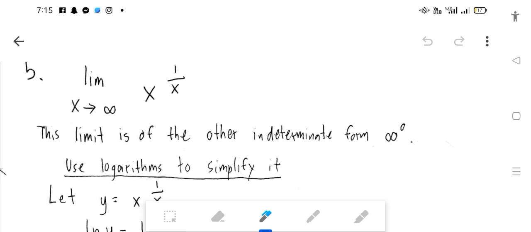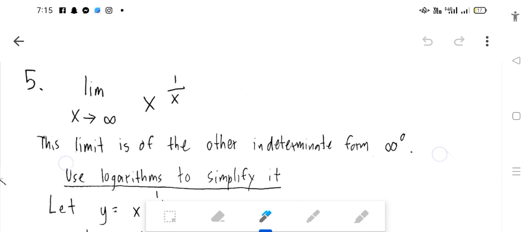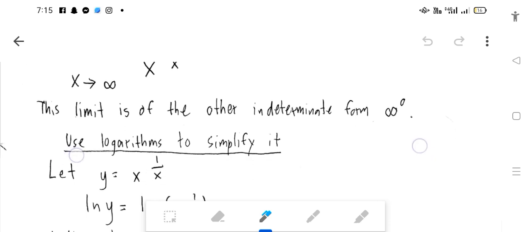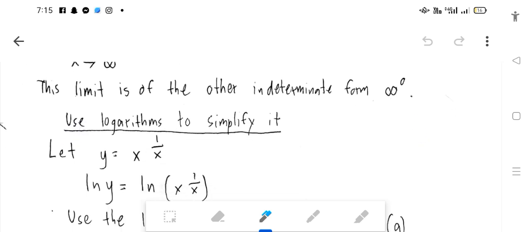So we have here our example, finding the limit of the function x raised to 1 over x as x approaches infinity. For this problem, this is quite tricky because it takes on the indeterminate form of infinity raised to 0. So in order to solve this problem, we're going to use logarithms to simplify.